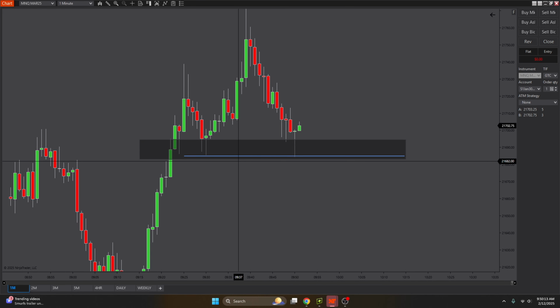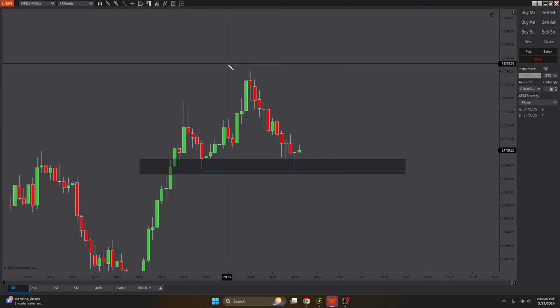Kind of want to see it go in there a little bit more. However, price did not, which is fine. Just tapped it there. Want to see price start to come back up here.